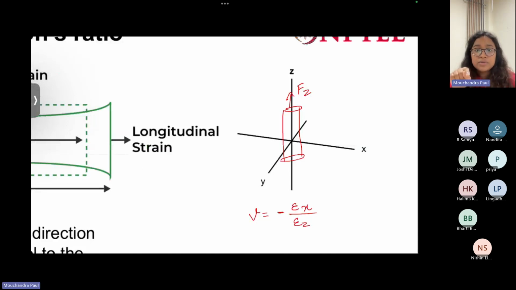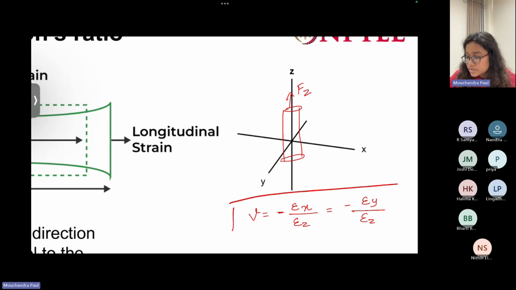The numerator will be the strain experienced in the perpendicular direction. Means if z is the direction of the force, then perpendicular to z is x. You can also write it as y. Y is also perpendicular to z, divided by the strain experienced in the parallel direction of the force. So here the force is in the z direction, then the denominator will become epsilon z. Similarly, you can write these two expressions.